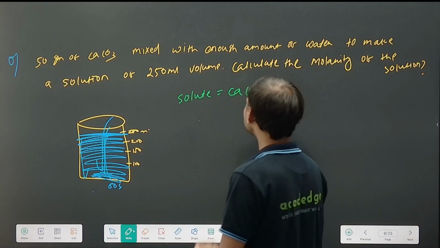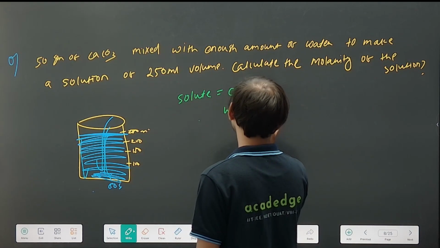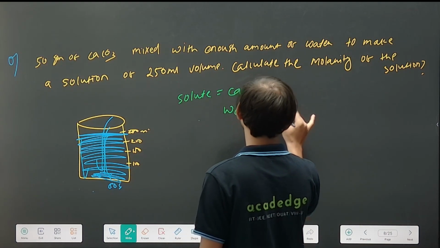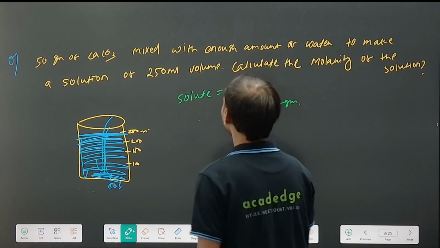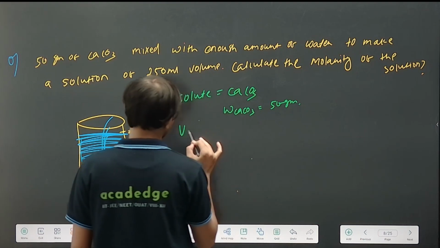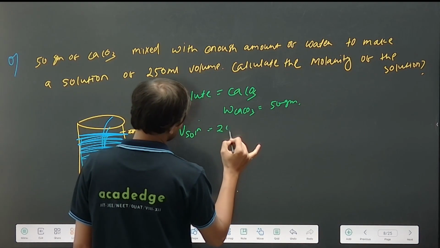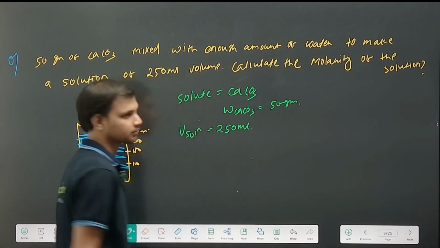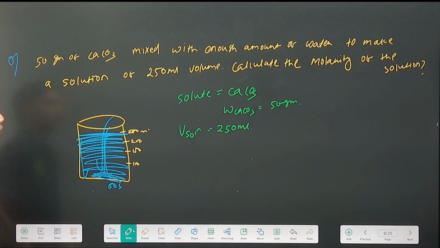Okay, so what is the weight of solute given to you? The weight of CaCO3 is 50 gram. Okay, what is the solvent? This is water, and the volume of solution is given to you as 250 ml. Okay, and the question is asked about the molarity. What will be the molarity of the solution?